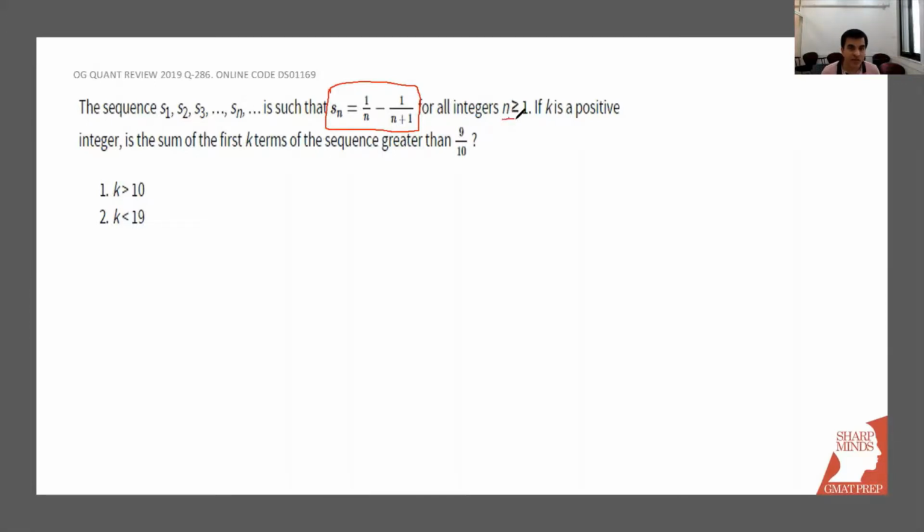And the restriction on n is that it's greater than or equal to 1, which means the first term will be S1, the second term will be S2, and so on. And now there is some k also which is being defined, which we'll come to later. First, let's understand how the sequence is being developed.